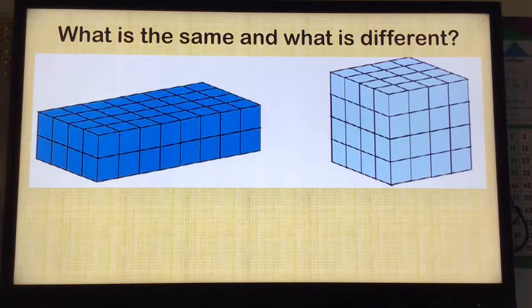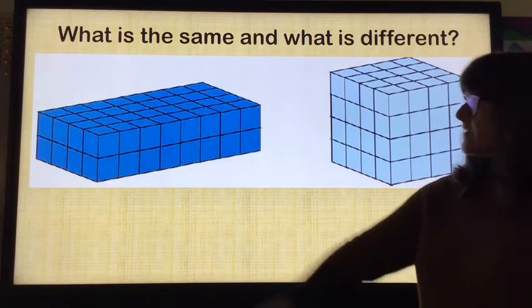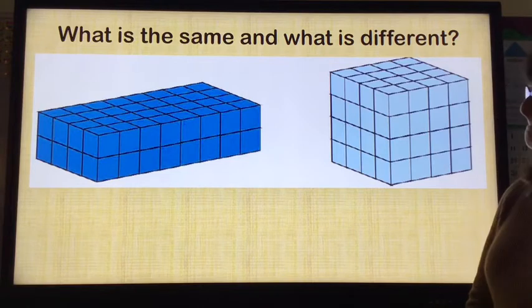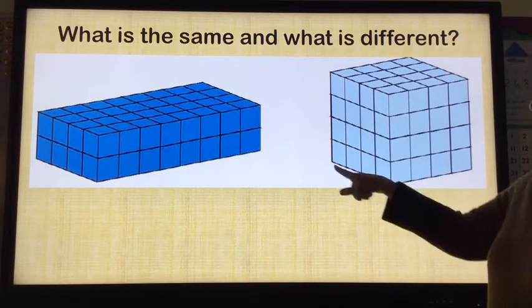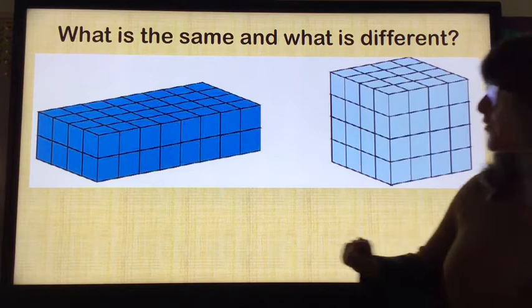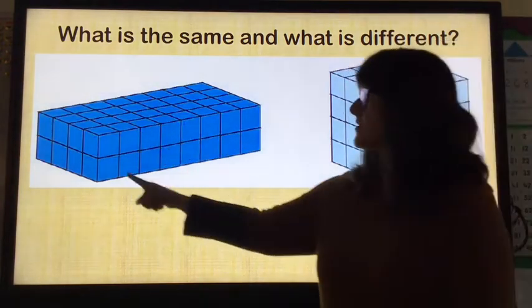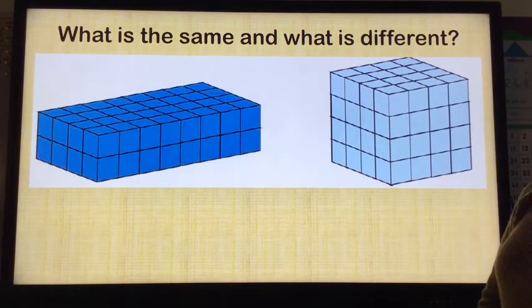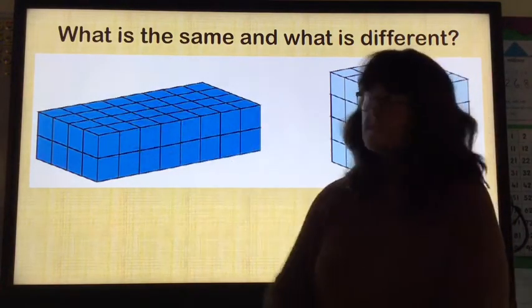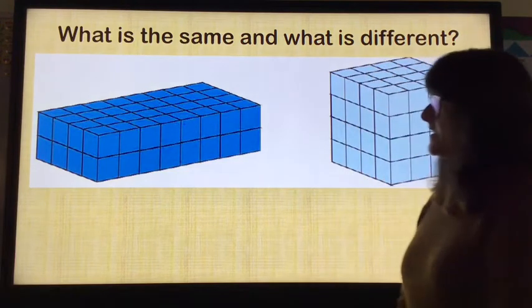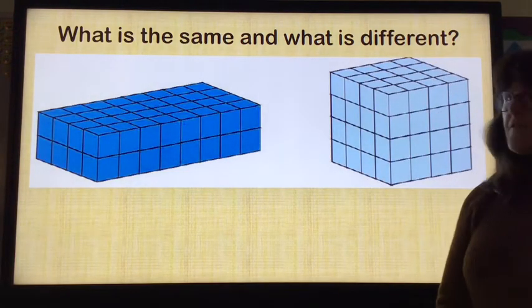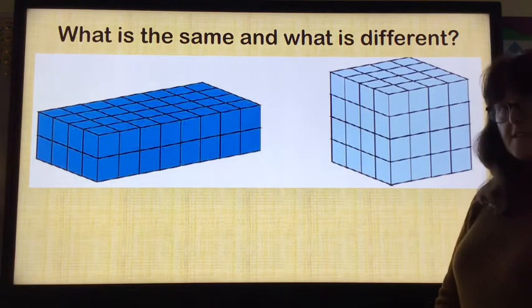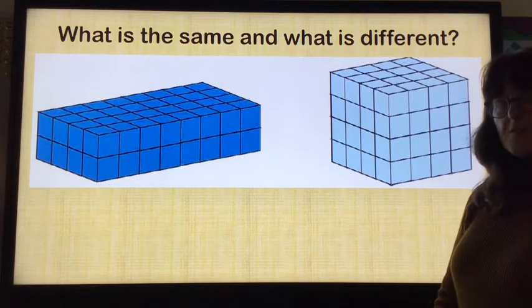So, well, for a start, this is a cuboid and this one's a cube. This one has all the edges the same length. On this one, the edges are not the same length. On this shape, all the faces are squares. On this shape, all the faces are rectangles. Did anybody work out the volume of these 2 shapes? If you didn't, stop the video and see if you can calculate it now.